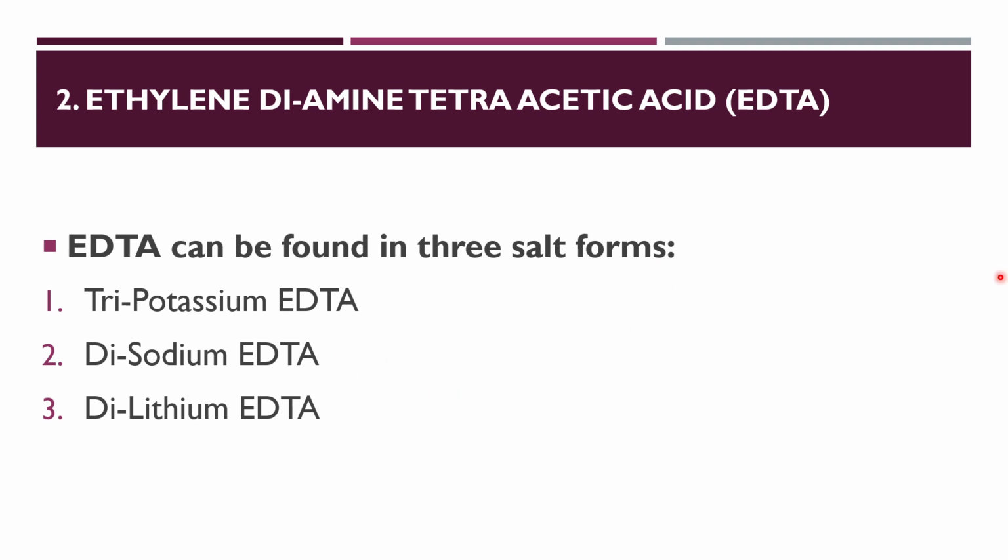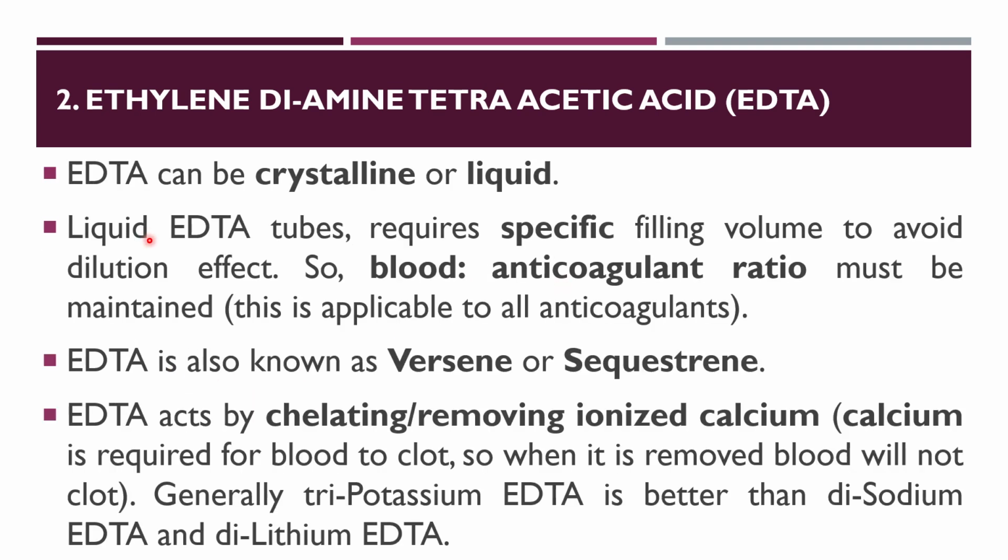Of these, the potassium salts, tri-potassium EDTA, are more readily soluble in blood, and usually they are preferred over the other two types of EDTA. EDTA can be crystalline or liquid, so it can be found in both. Nowadays, the disposable vacutainers of EDTA come in the crystalline form. Liquid EDTA tubes require a specific filling volume to avoid the dilution effect.